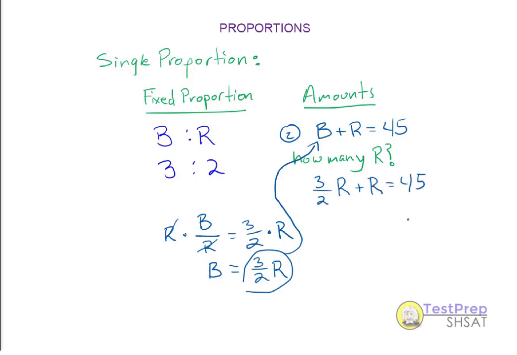Now I have one equation, one variable I can solve. And that becomes 1R, or R, equals 2/5 times 45. Well, 45 divided by 5 I know is 9, so that's 9 times 2. R equals 18. And that answers the question: how many R are there if the ratio of B to R is 3:2 and the total amount is 45?